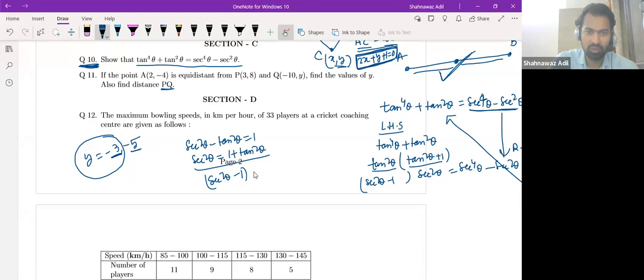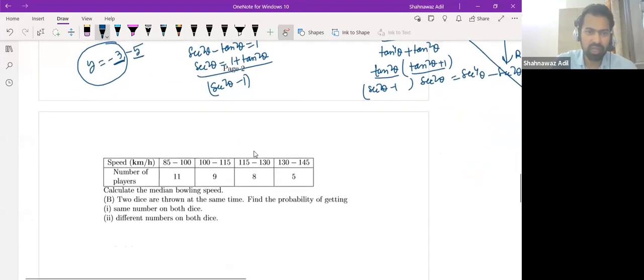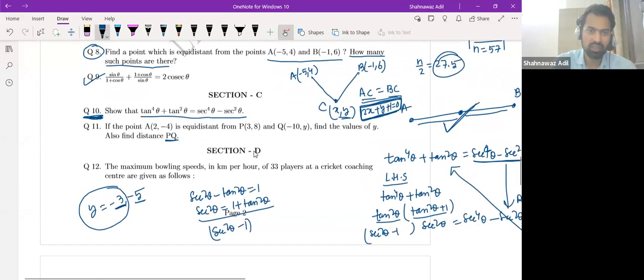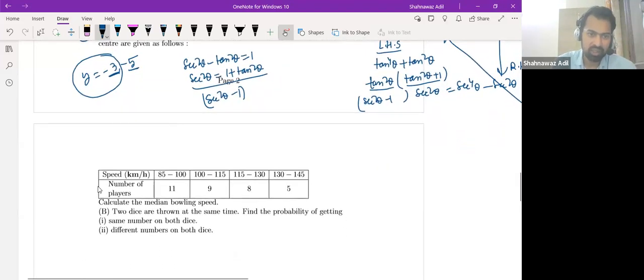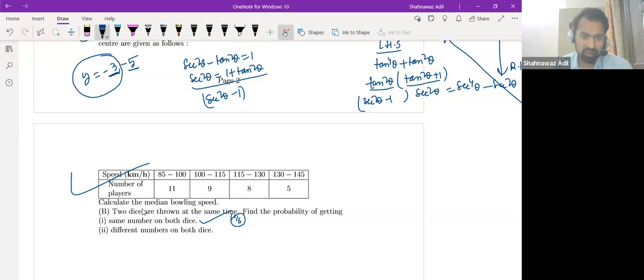Yes, sir. Good. And all of you guys have done this question correctly. So this was correct for everyone. This was correct for everyone. This was also correct, 1 by 6. But calculate different number on both the sides. So if we have same number on both sides, 1 by 6, so different number would be 1 minus 1 by 6. That would be 5 by 6, right?